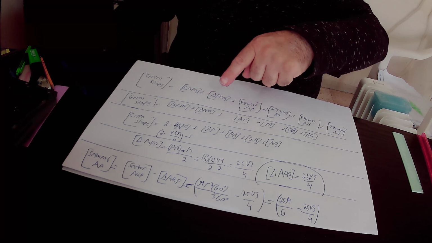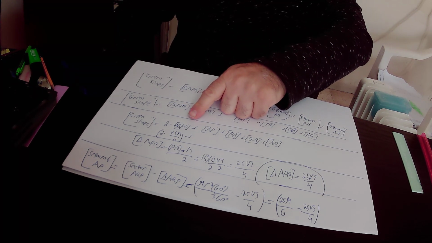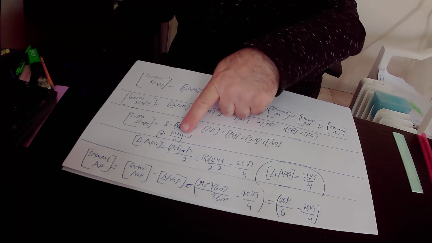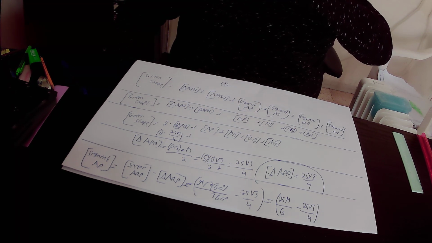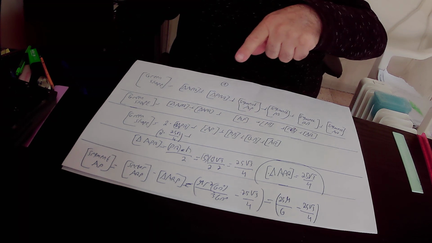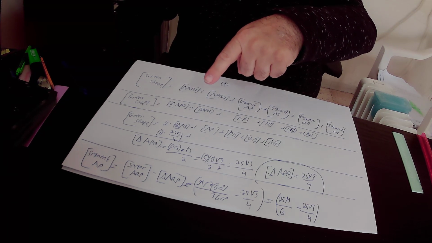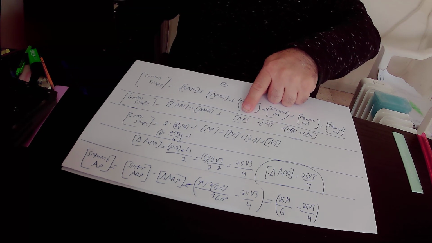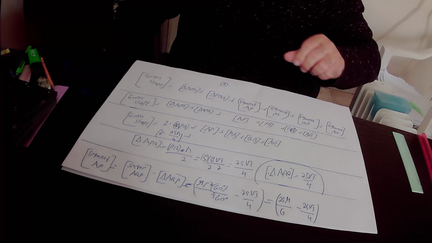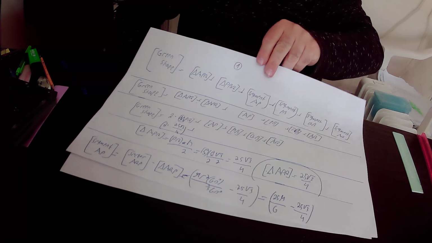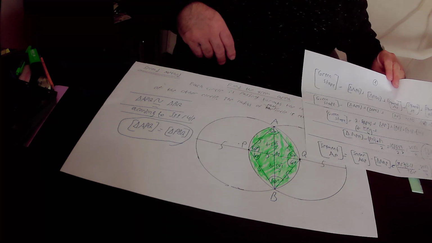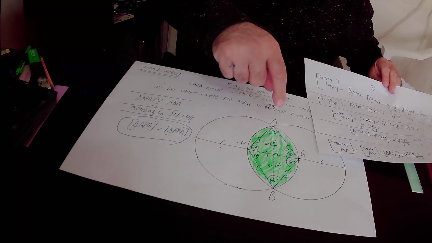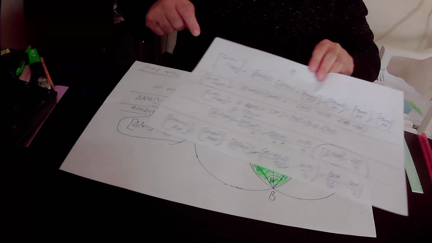So here we can put the value of the area of triangle APQ, that is actually 25 times square root of 3 over 4. And so we found out 2 times the area of triangle APQ, and we also have to find out the area of segment AP. The area of segment AP equals the area of sector AQP minus the area of triangle AQP.